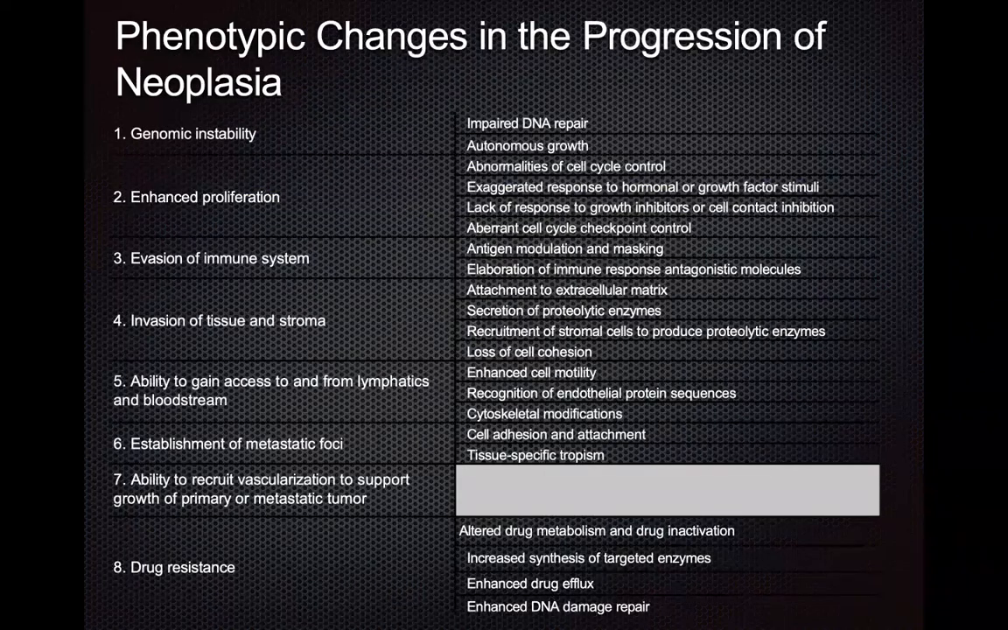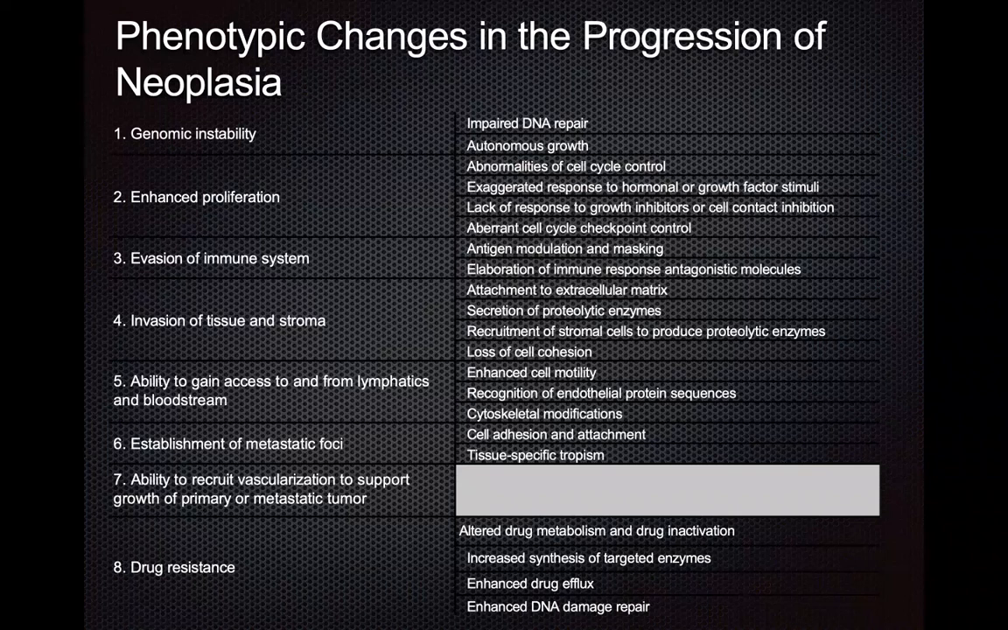So here are the phenotypic changes in the progression of neoplasia. We have eight of them. First of all is genomic instability, which leads to impaired DNA repair and autonomous growth. The second one is enhanced proliferation, which involves abnormalities of cell cycle control, exaggerated responses to hormonal growth factors, and also aberrant cell cycle checkpoint control.